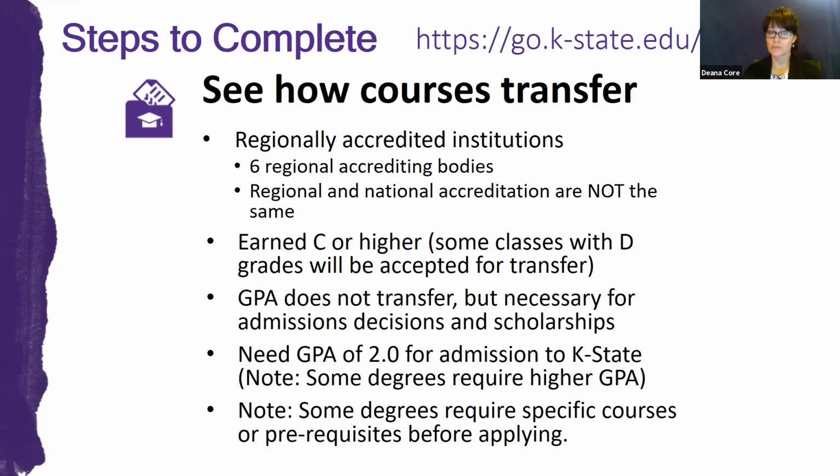The GPA itself does not transfer into K-State. So when you look at your K-State transcript, it will not have grades from your other institutions factored into your K-State GPA, but we do need to know what those grades are, and your GPA is used for admission and for scholarship purposes. For general admission to the university, a 2.0 cumulative GPA is all that's required. But there are some degree programs that require a higher GPA to be admitted into their degree.